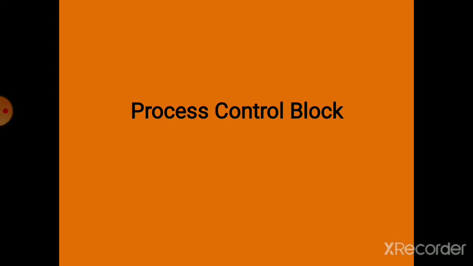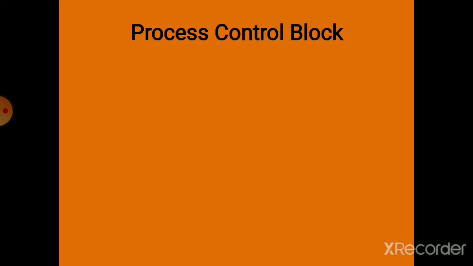Hello everyone. In this video, we will learn about process control block. Why is it known as process control block? First is a block. It contains some information. So block means it stores some information. Control means that it is used to control the process. That is why it is called process control block.